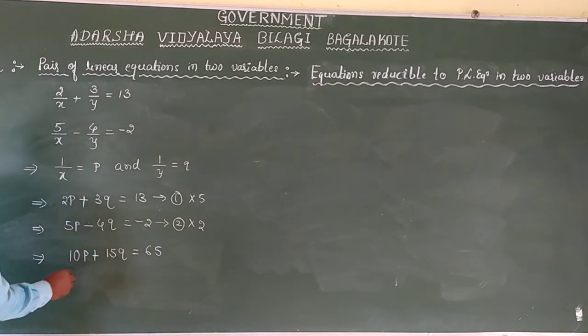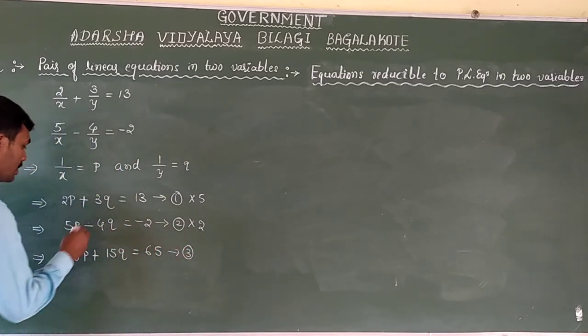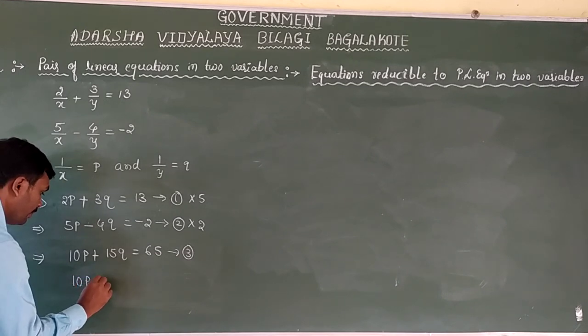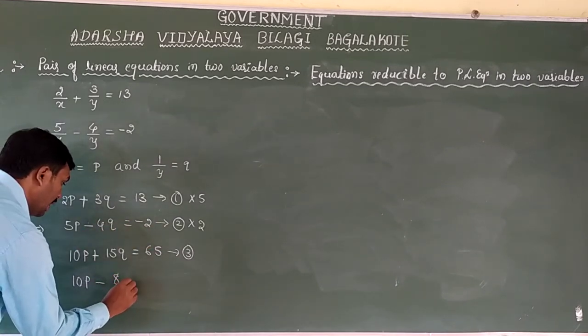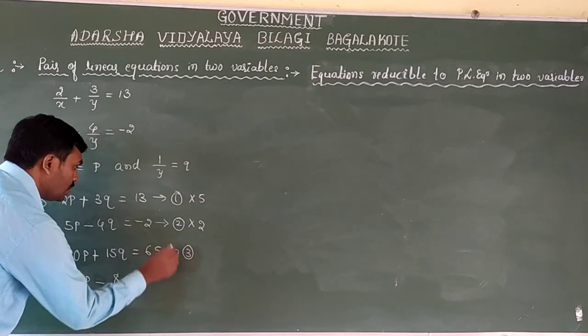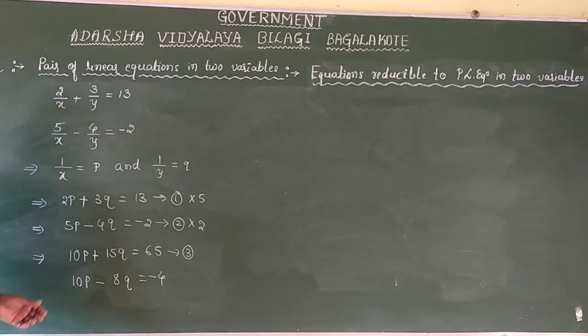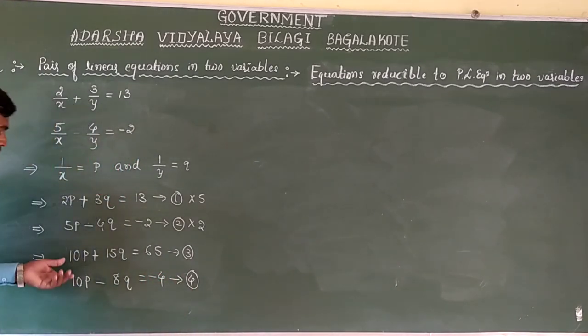So children, this is equation number 3. The second equation is 2 5s are 10p minus 2 4s are 8q, equal to minus into plus is minus, 2 2s are 4, children. This is equation number 4. So I have made the coefficients of p the same. So let us solve these two equations simultaneously.